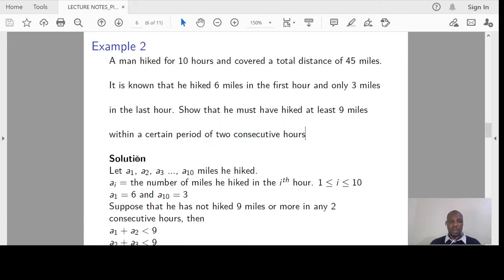Good. So another solution: let A1, A2, all the way to A10 be the miles he hiked, where A subscript i is equal to the number of miles he hiked in the ith hour. If we define this i in the interval of 1 to 10, this means that i must be greater than or equal to 1 and i must be less than or equal to 10 from the definition.